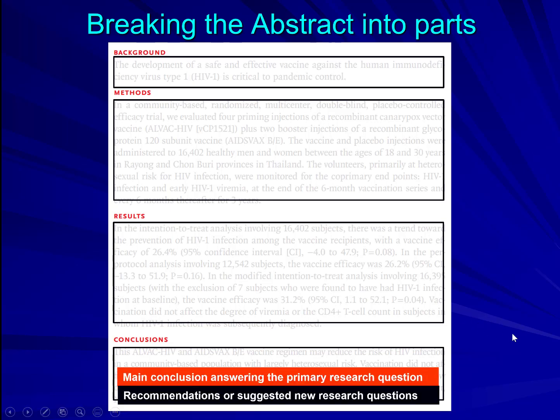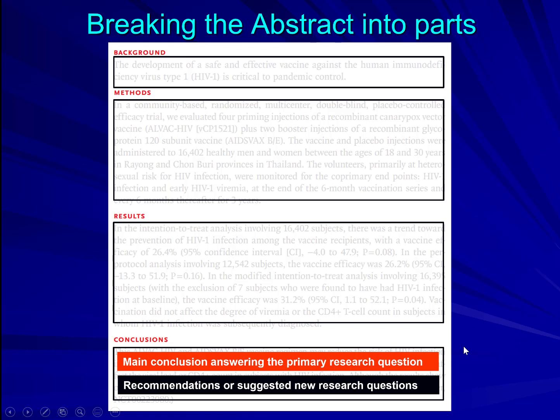And then we put and see the details of the conclusions that a good abstract needs to have. The conclusions start with the main conclusion that answers the primary research question. Some may have supportive details of the main findings, so that it leads to the third one, the recommendations or the suggestion of new research questions. So usually it takes about 1 to 3 sentences in this part.